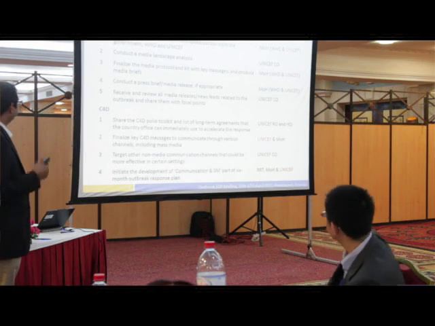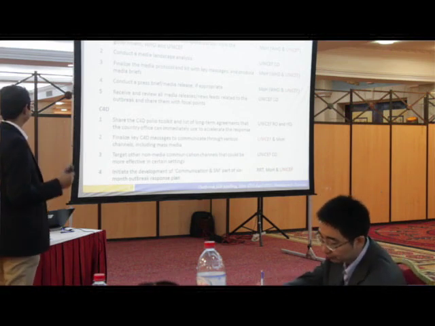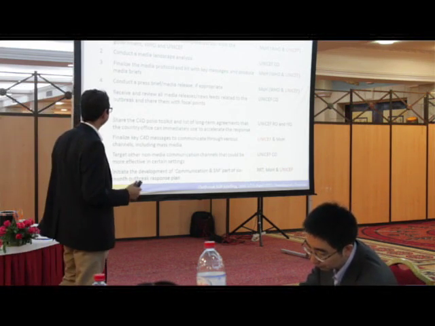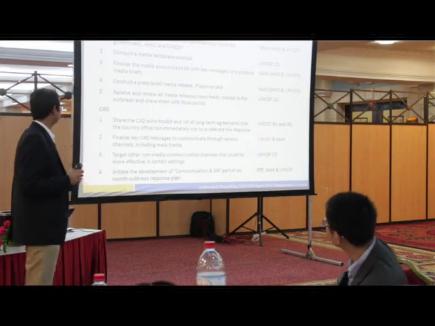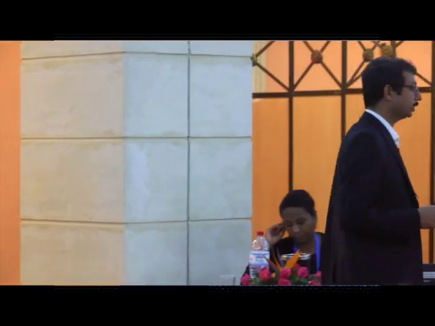For C4D, 4 activities. First is share the C4D polio toolkit and the list of long-term agreements that country office can immediately use to accelerate the response. Finalize key C4D messages to communicate through various channels, including mass media. Target other non-media communication channels, which could be used more effectively in certain settings. And initiate the development of communication and social mobilization part of 6-month outbreak response plan.